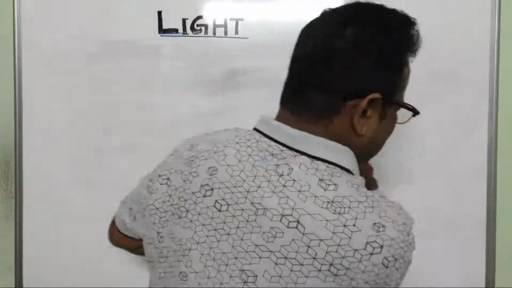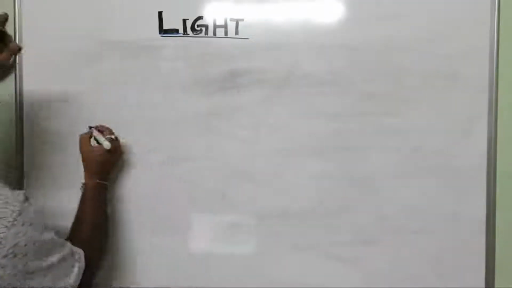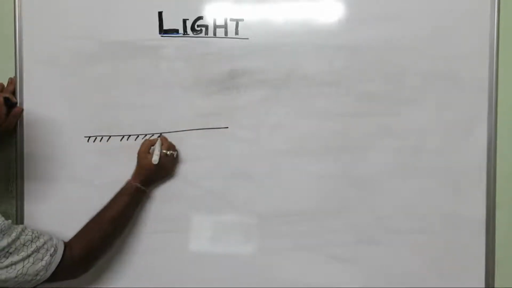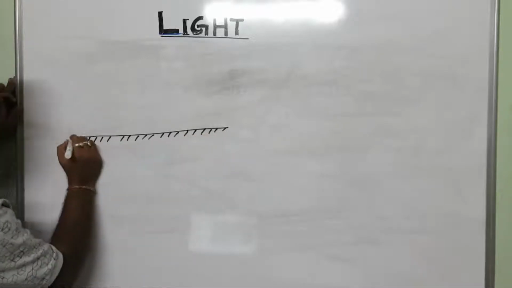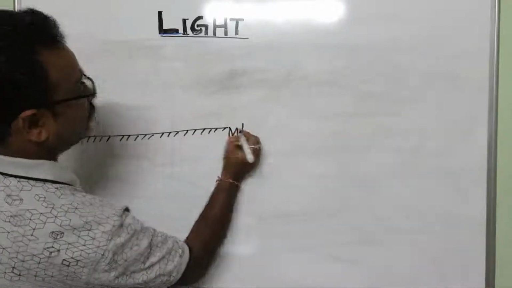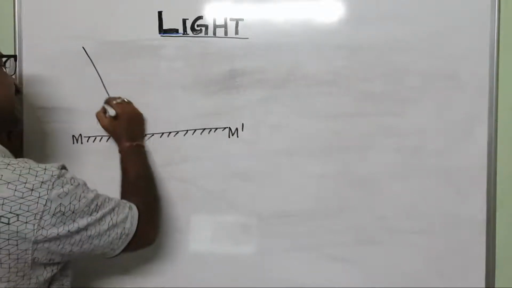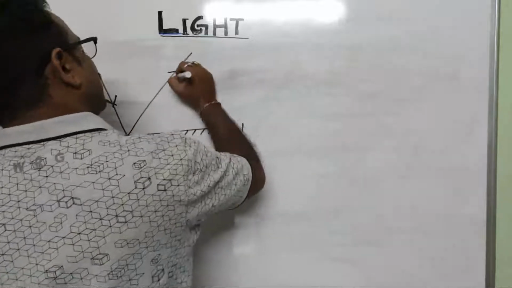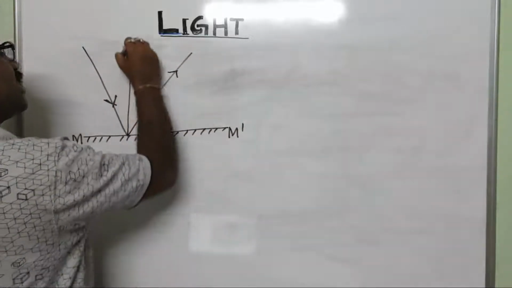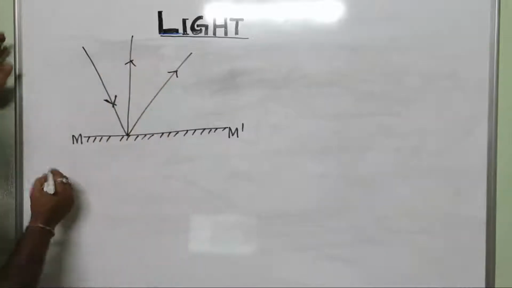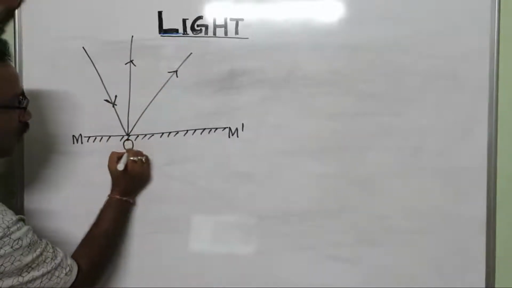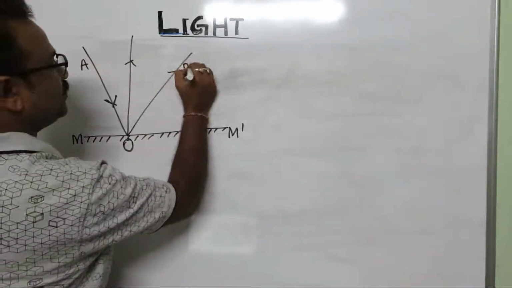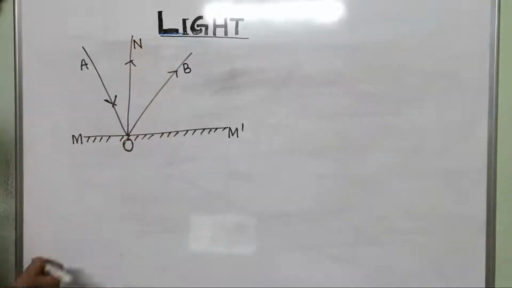So now see the diagram. This is the mirror. Let's say M and M dash. So one ray is coming, another is going, your third one here, see. Now, let's say this point is O. This is A. This is your B. This is your N.